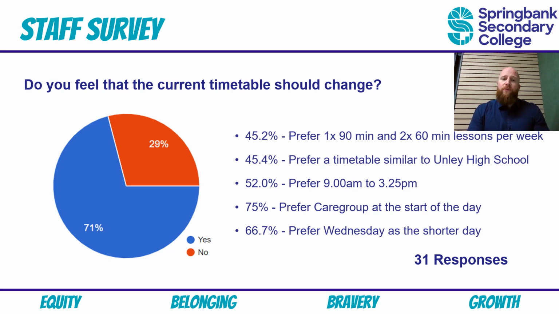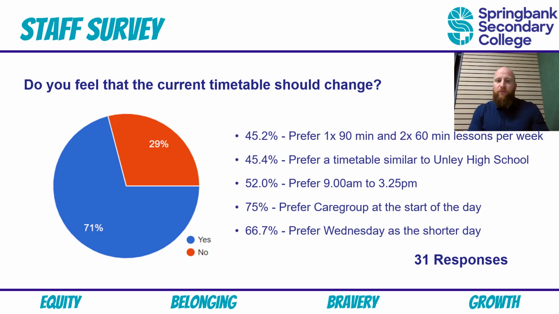So 45% prefer one longer lesson, which is 90 minutes, and two shorter lessons at 60 minutes per week, therefore increasing the number of exposures throughout the week. 45% prefer a timetable which is quite similar to Unley High School, and that is really supporting the 90 minutes and the 260 minutes, but that also had a shorter day at the beginning of the day on a Wednesday.